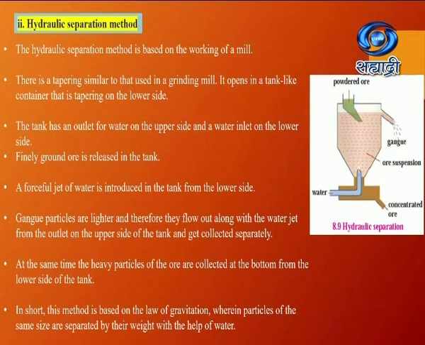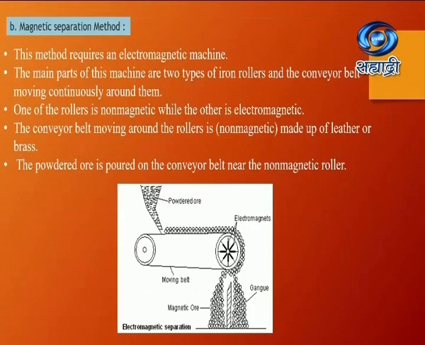Finely ground ore is released in the tank. A forceful jet of water is introduced in the tank from the lower side. Gangue particles are lighter and therefore they flow out along with the water jet from the outlet on the upper side of the tank and get collected separately. At the same time, the heavy particles of the ores are collected at the bottom from the lower side of the tank. In short, this method is based on the law of gravitation, wherein the particles of the same size are separated by their weight with the help of water.